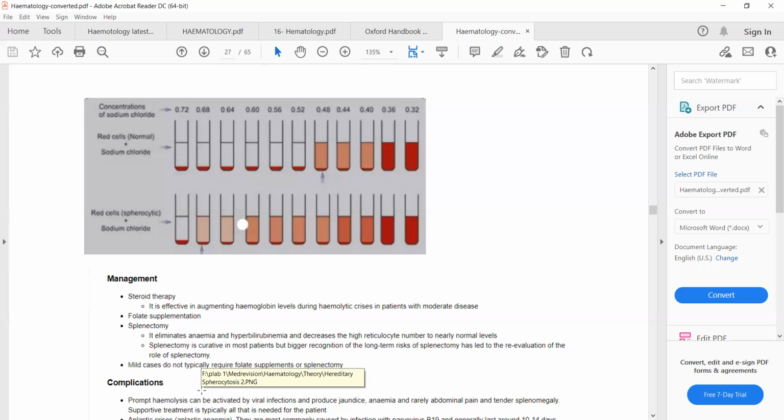Right. So the management of hereditary spherocytosis is steroid therapy, folate supplementation, and splenectomy.